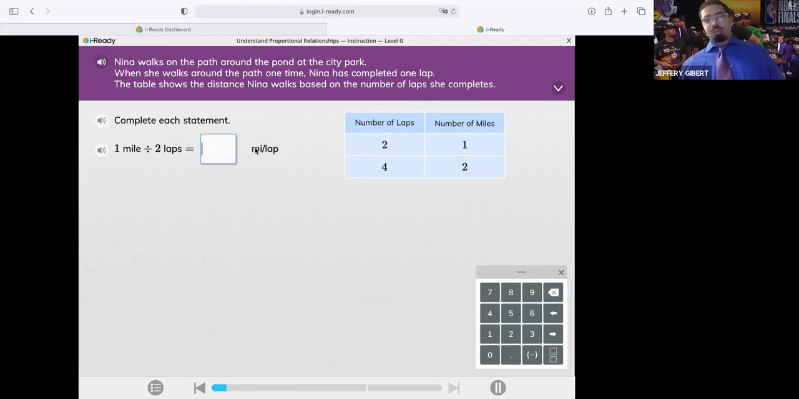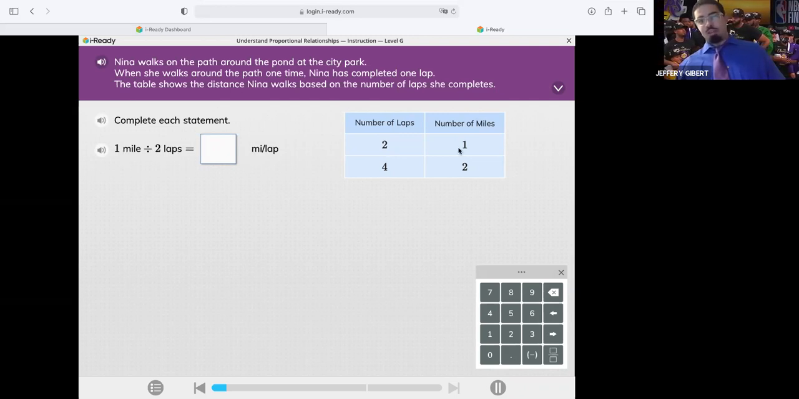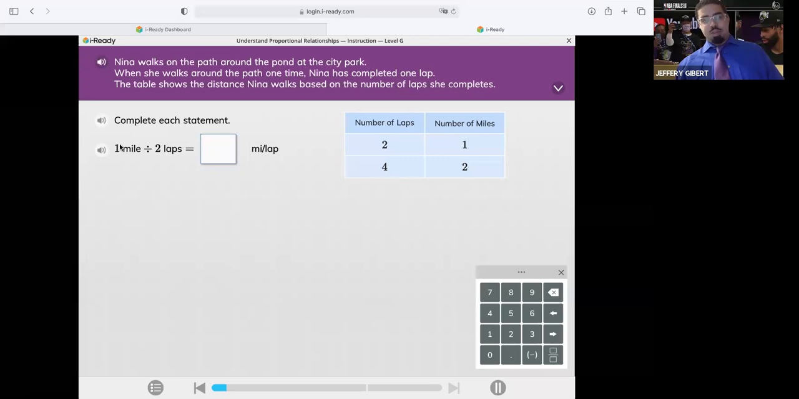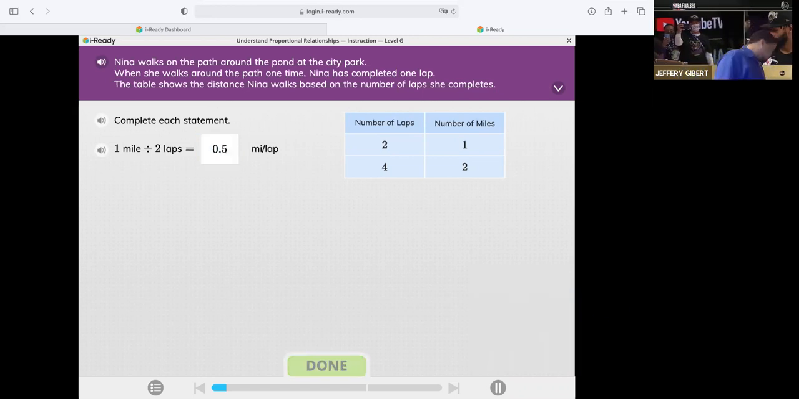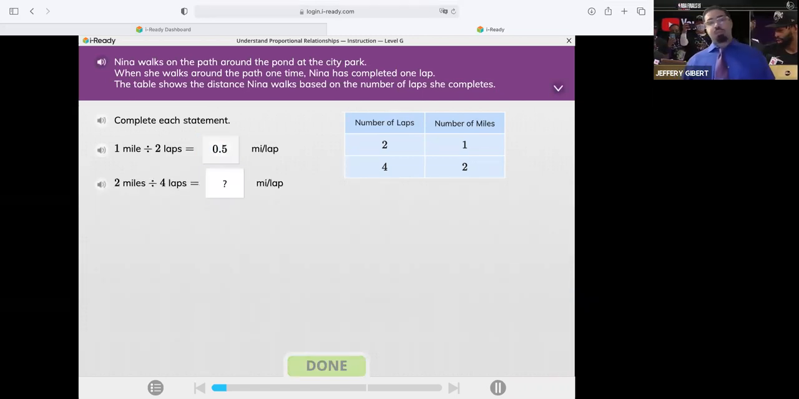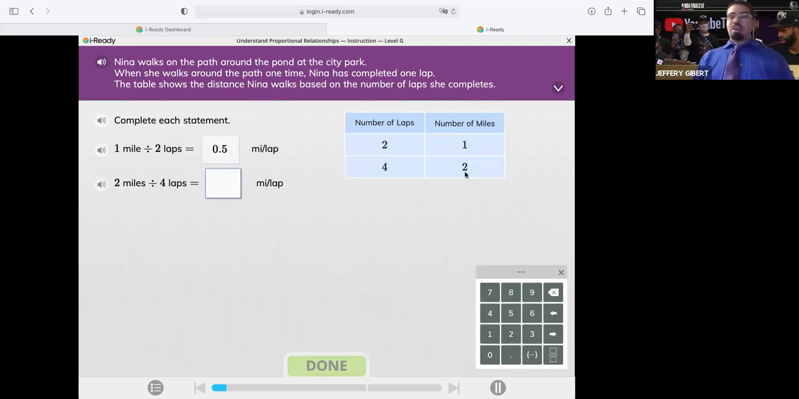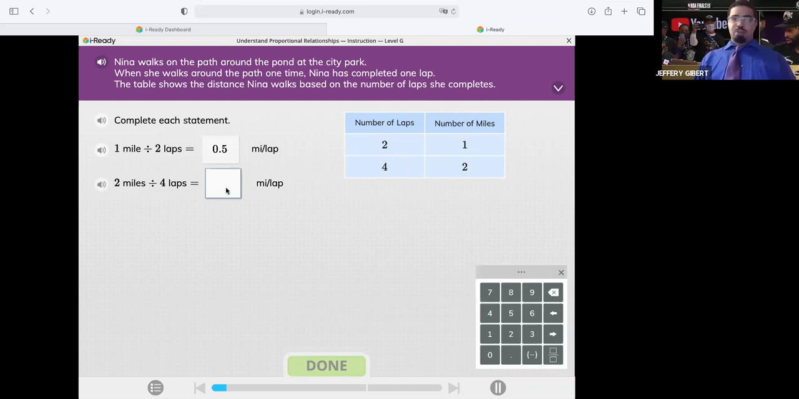All right, so on this, to find out if the table's proportional, you're doing the miles over the laps. So you're doing miles divided by laps. So they're telling you 1 mile divided by 2 laps. But if they didn't tell you that, if you have a table that looks like this, it's the right divided by the left. But anyways, 1 divided by 2 is 0.5. So then the same thing for the second row, the right divided by the left. So 2 divided by 4, that's also 0.5.